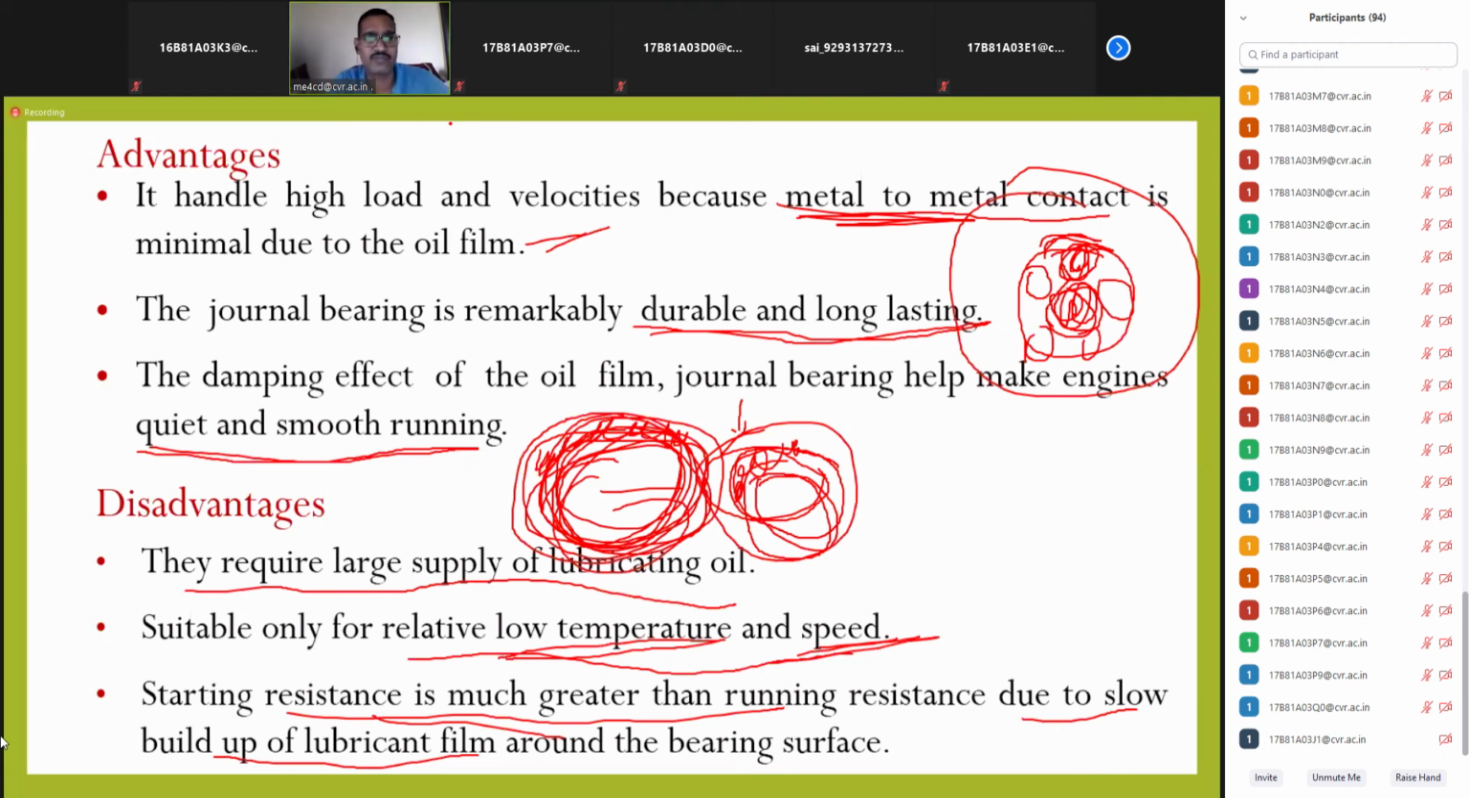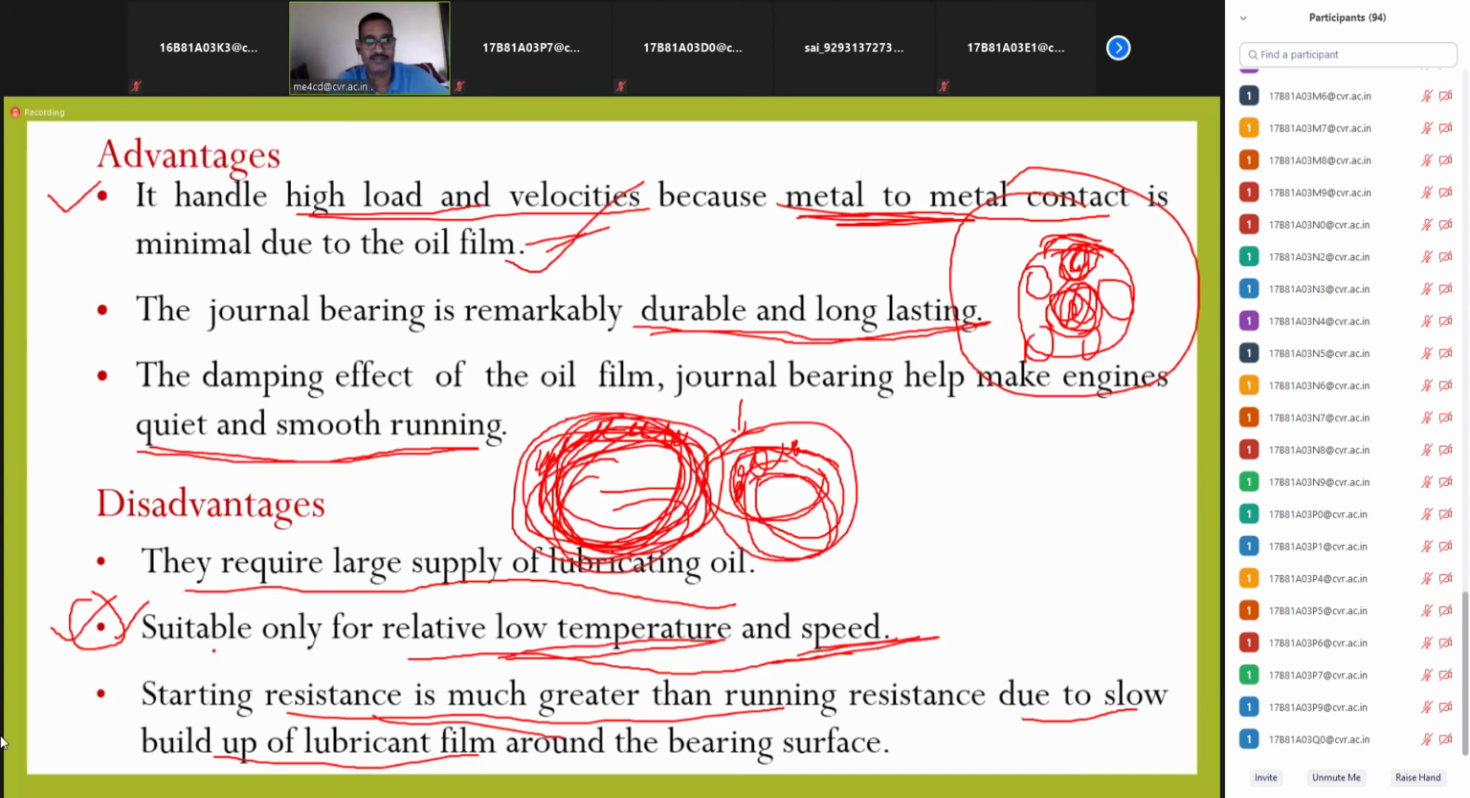Someone is asking, sir, isn't the first point in advantages and the second point in disadvantages contradicting each other? That is what I am saying. It will handle high loads and velocities because there is no metal to metal contact. This will be possible when this is done. You are right, this will be possible only if this is possible. That is one disadvantage, that is what we are seeing, right?